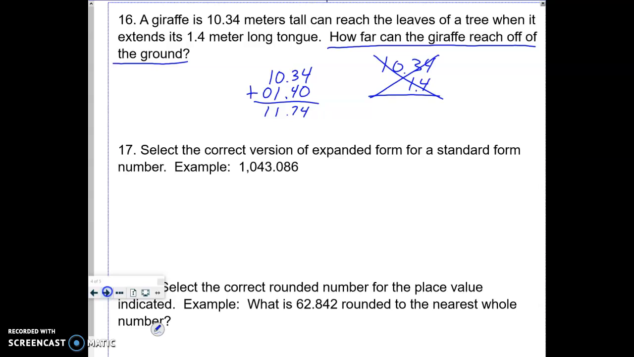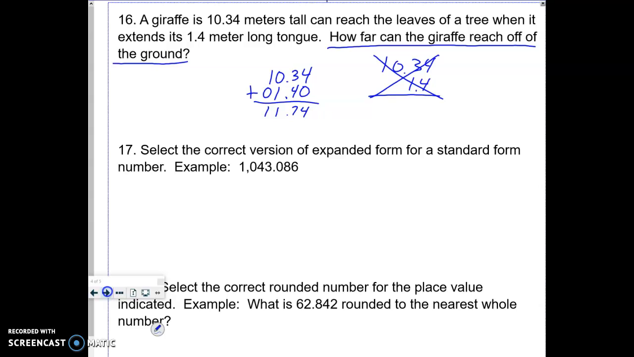All right. Now, question 17, again, is not exactly as written. It's not the same format. That is more of a multiple choice style question again. But we were supposed to select the correct version of the expanded form. I didn't feel like typing out 5 or 6 different examples of wrong ones. So I'm just going to show you how we would write this problem out as expanded form.